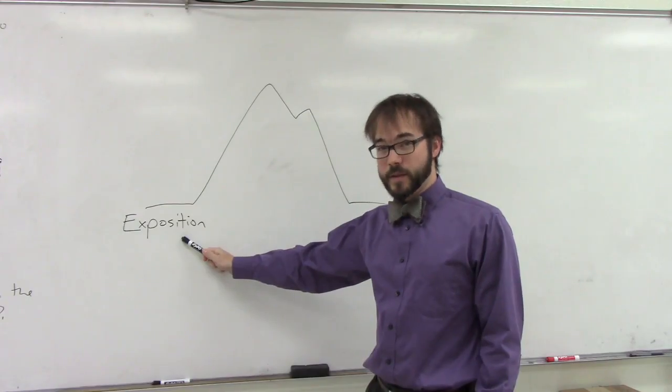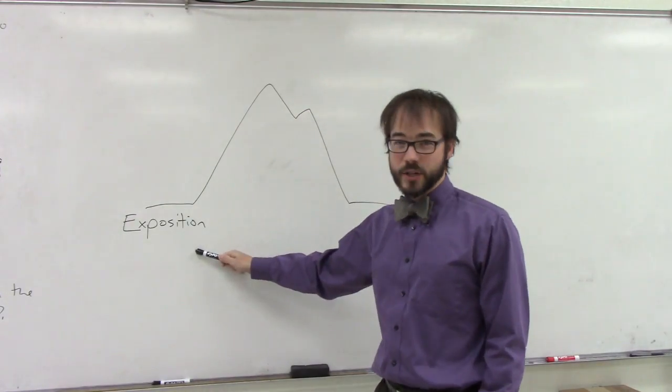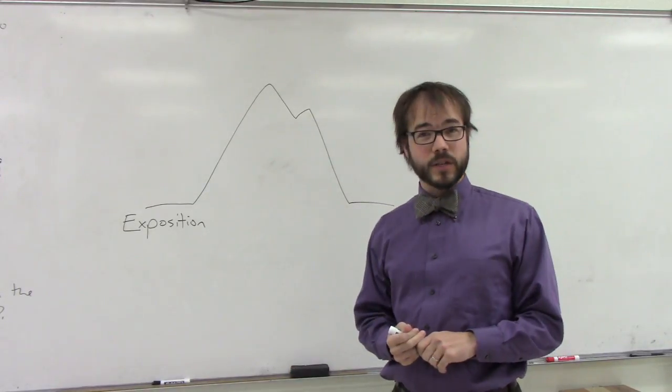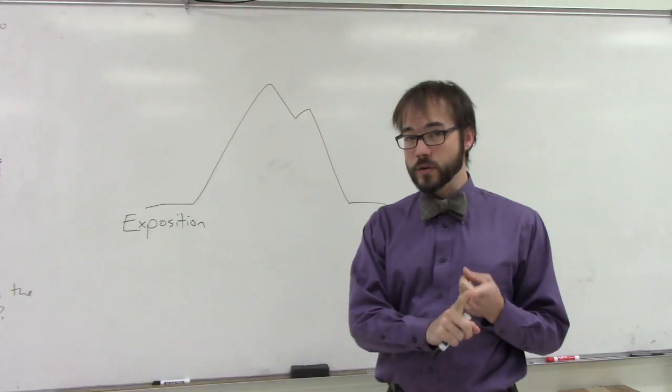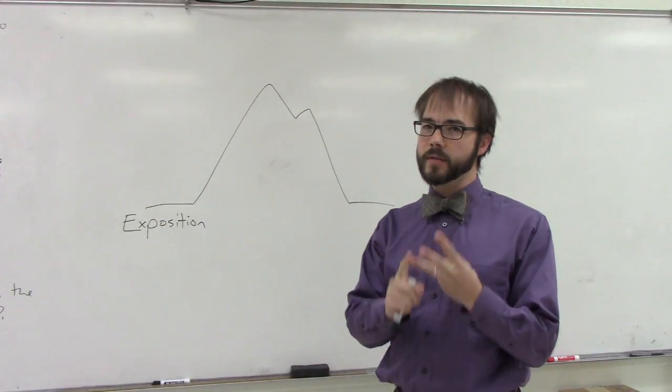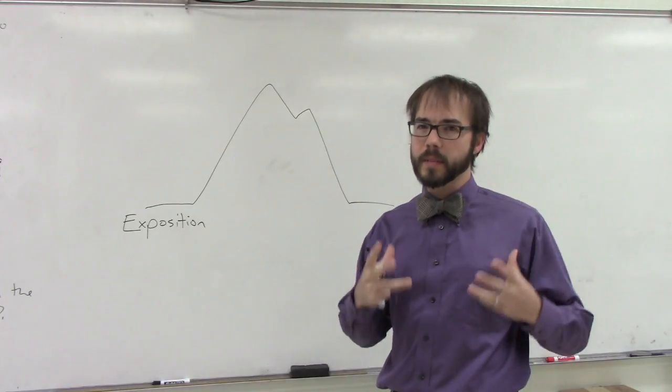The first part of the plot diagram is called the Exposition. What happens in the Exposition? Well, during that part of the story, we learn who our characters are, we learn what our setting is, and we learn about our conflict, which is the central problem of the piece.